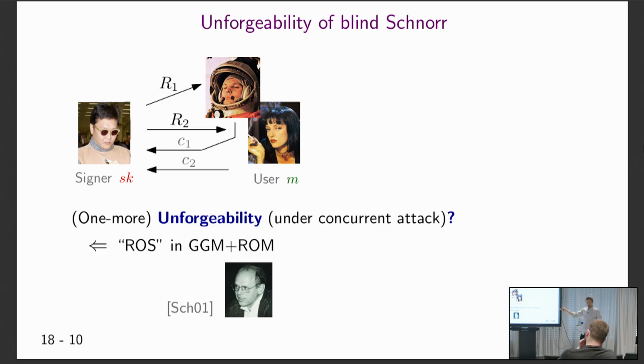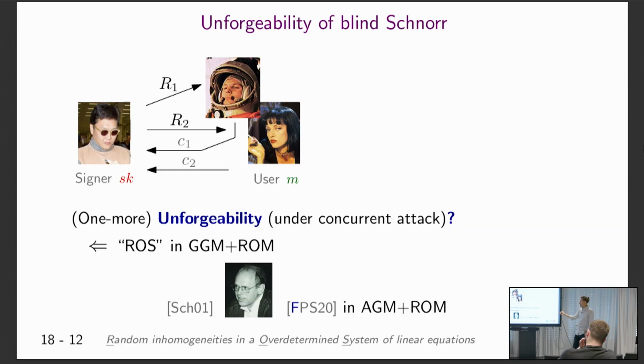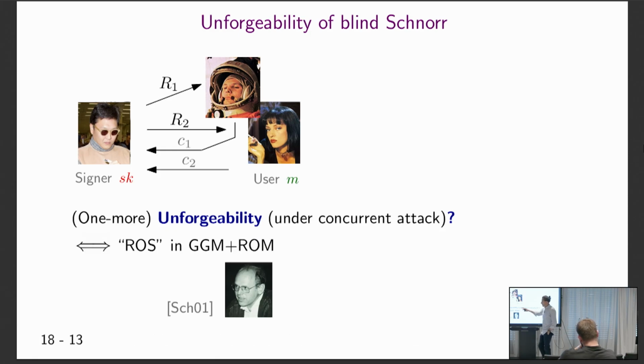And that's a notion that Schnorr considered for his blind signing scheme. He gave a proof and showed that in an idealized model, which is the generic group model plus the random oracle model, and using an assumption, you can prove his scheme secure. And we relaxed this and replaced the generic group model by the algebraic group model to make it a bit less idealized. But Schnorr actually showed more, namely that if you can break this ROS problem, then that actually leads to a concurrent attack on the system, right? So they are kind of equivalent.